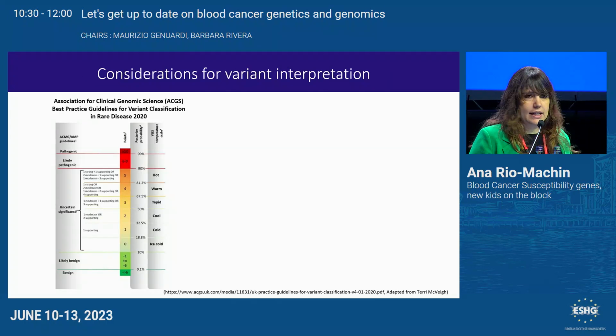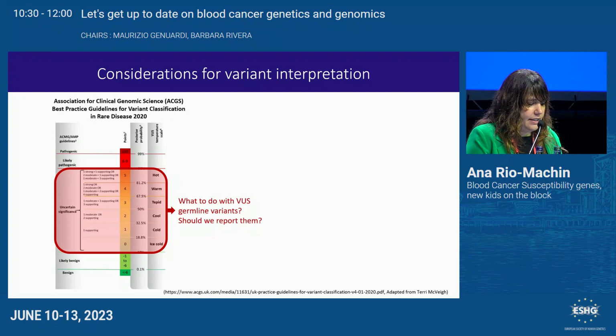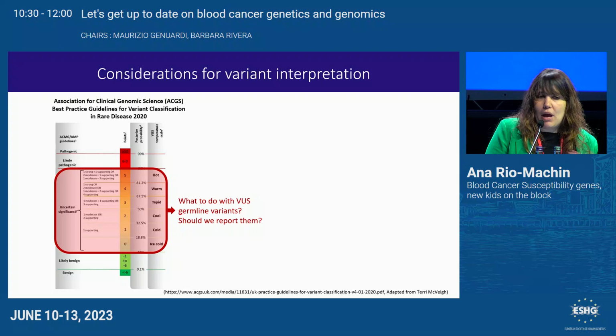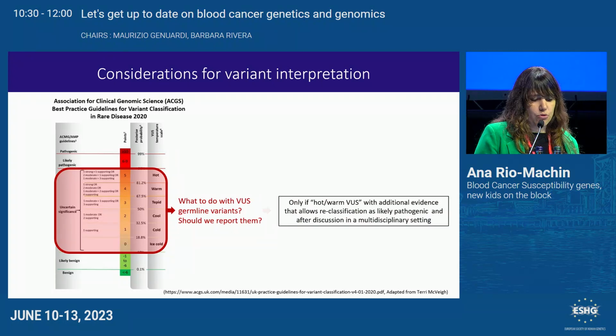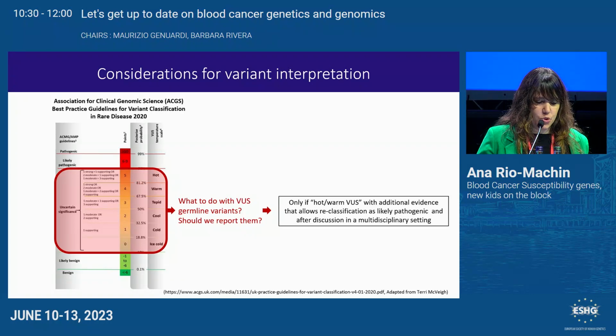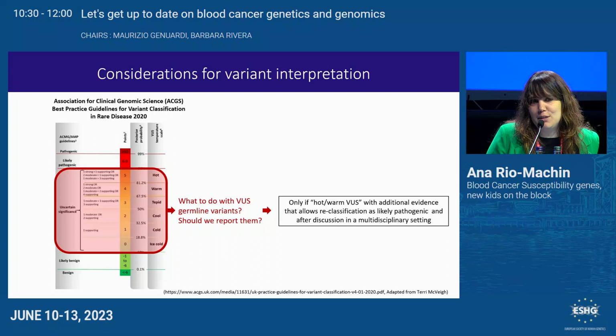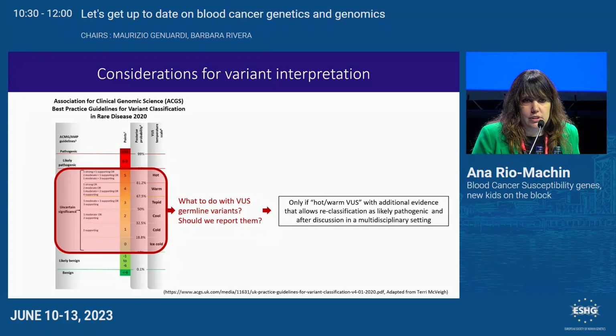So as James mentioned, we can classify these germline variants using different algorithms. We can classify them into pathogenic, likely pathogenic, benign or likely benign, or variants of unknown significance. So what can we do with these VUS germline? Should we report them? I can tell you what we do in the UK. Our criteria is that only hot or warm germline variants with additional evidence to change the classification into likely pathogenic, after a discussion in a multidisciplinary team, will be reported.